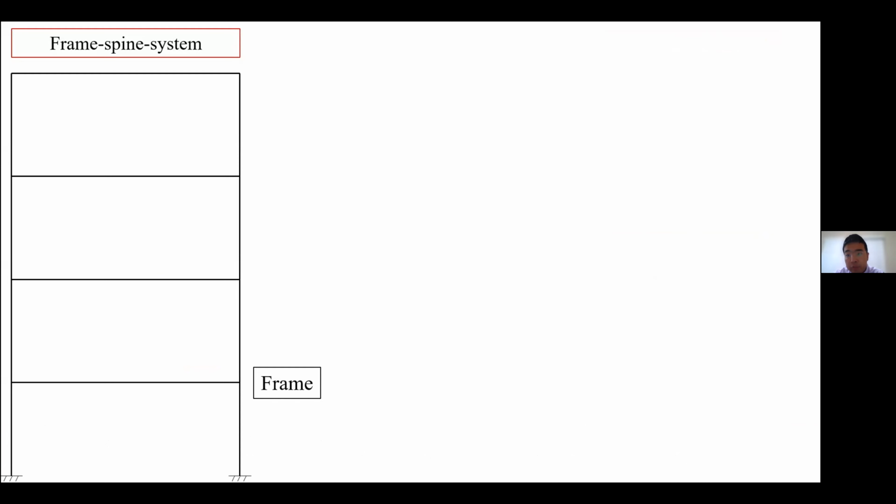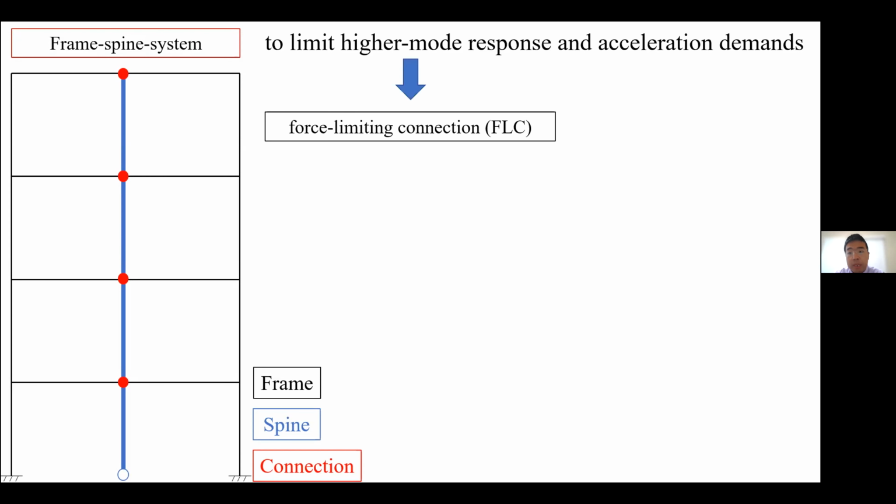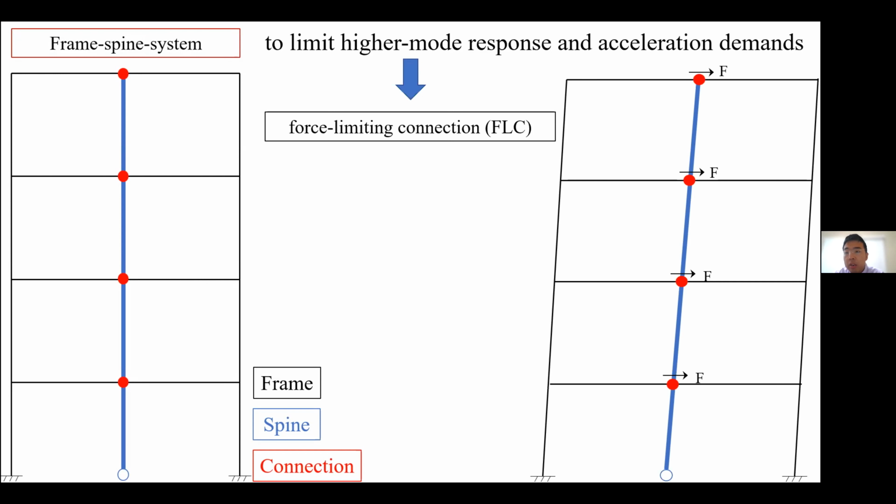Okay, so in summary, typically a frame span system is composed of three components. The first one is the frame, right? And the second one is an elastic span, and between the frame and span we usually use some connection to connect each other. So if we want to limit the higher mode response, we could use the force limited connection, because under the earthquake there is significant shear force between the frame and the span. So if we use the shear damper, the U-link, we can limit the force.